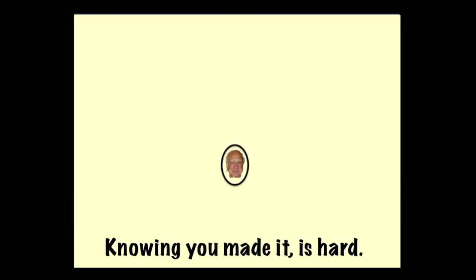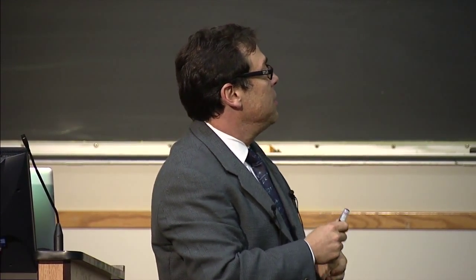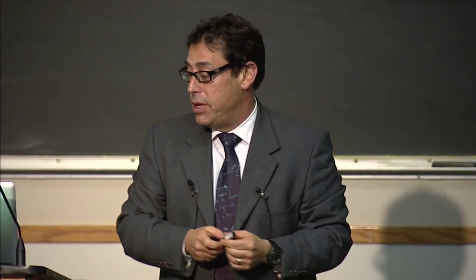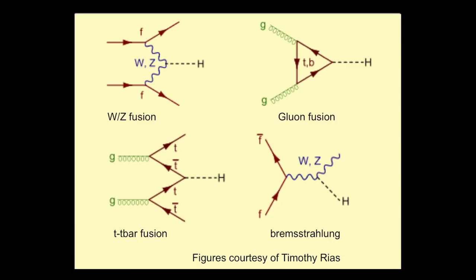So protons passing each other, they emit Z particles. The Z particles fuse, make a Higgs. But how do you know you made it? Because that Higgs particle is going to decay. Okay. In fact, there's many ways to make Higgs. This is why I showed you these Z fusion, gluon fusion, T fusion, Bremsstrahlung, all these things. Lots of ways to make Higgs.